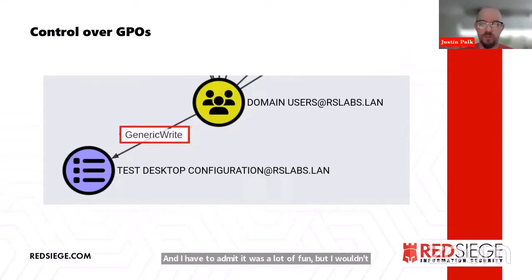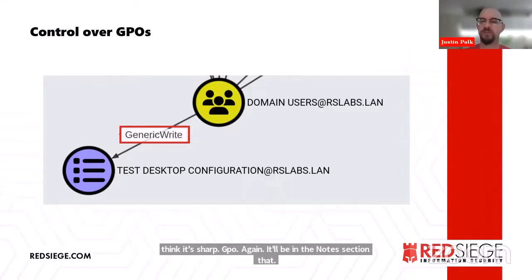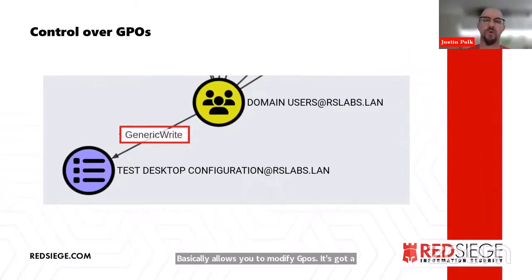There is a tool, I think it's SharpGPOAbuse. Again, it'll be in the notes section. It basically allows you to modify GPOs. It's got a few canned things for installing a script, creating a new local admin user, that sort of thing, which is what I used to exploit this.